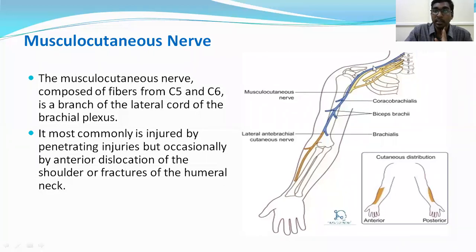Okay, this is the course of the musculocutaneous nerve. You see, it supplies the coracobrachialis, biceps brachii and brachialis muscles. After supplying these three muscles in the arm, it continues into the forearm as the lateral antebrachial cutaneous nerve, which supplies the lateral half of the forearm.